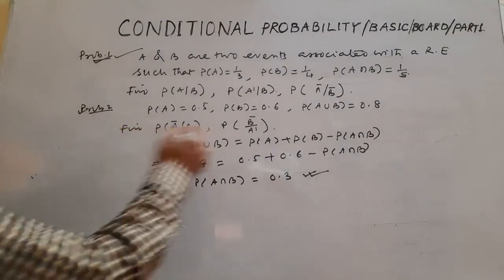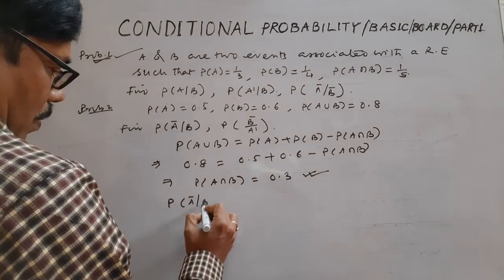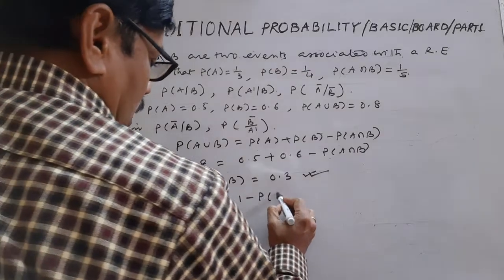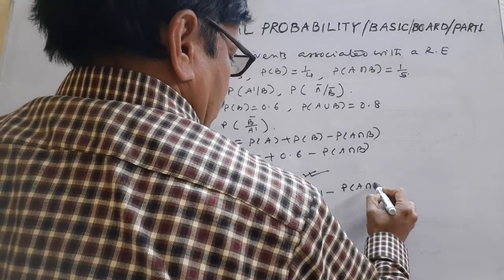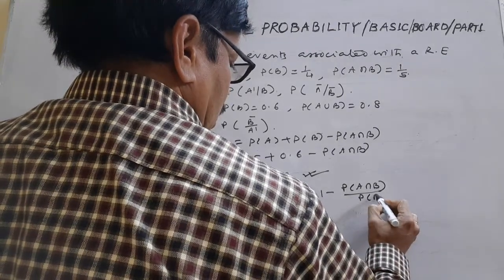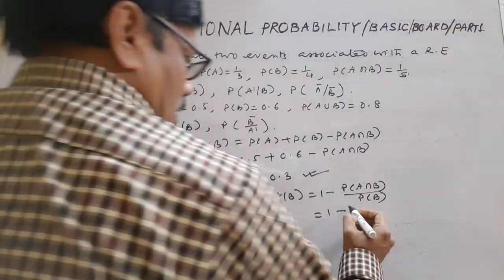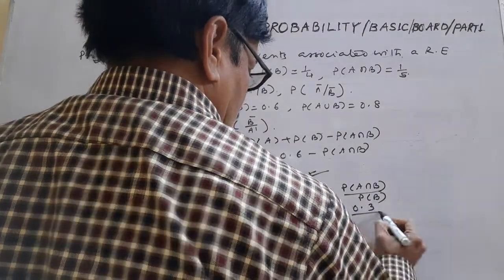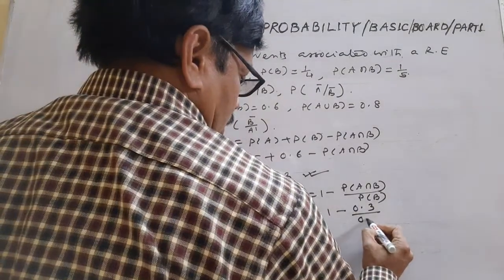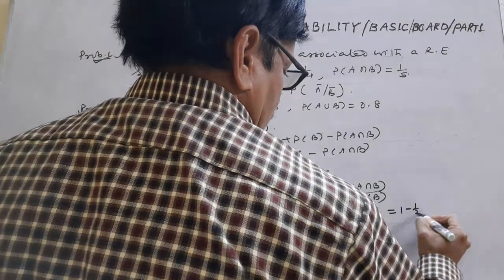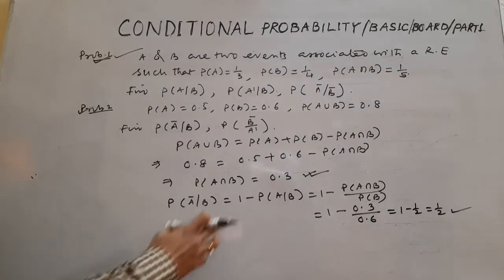Now this is exactly the same as earlier. So P(A dash by B) equals 1 minus P(A by B), so 1 minus P(A intersection B) by P(B). What is A intersection B? 0.3. And P(B) is 0.6. So 1 minus half equals half. So that is P(A dash by B).